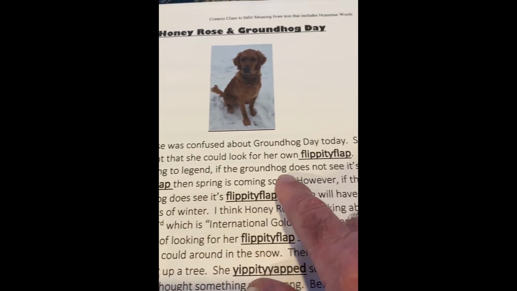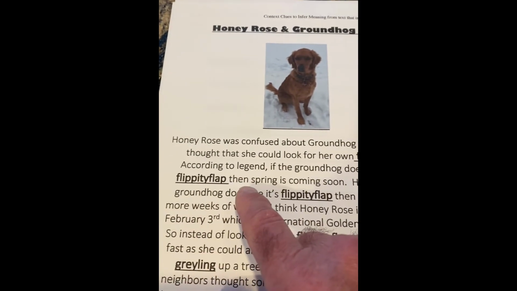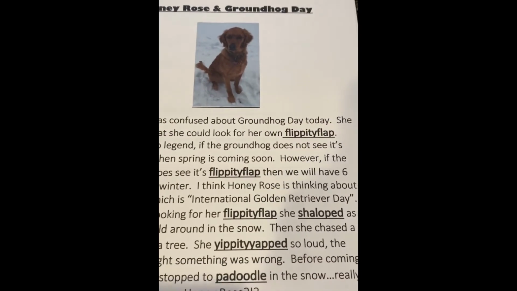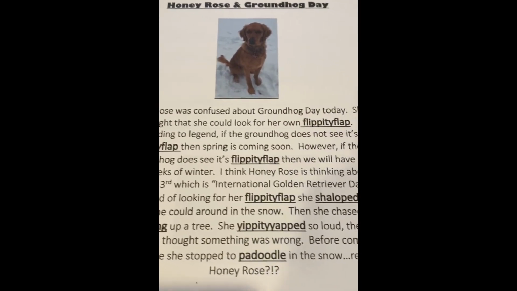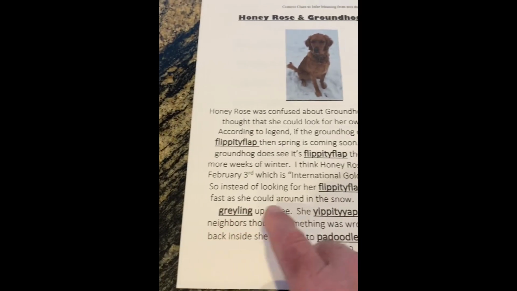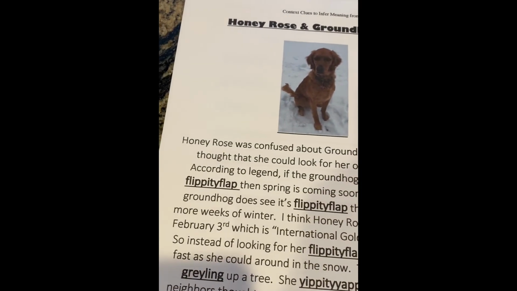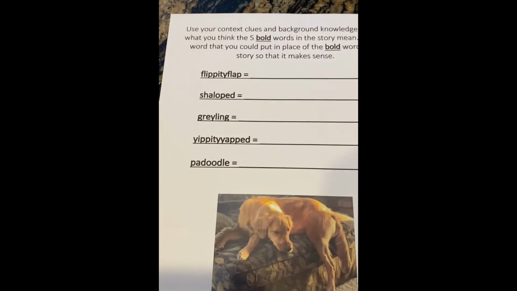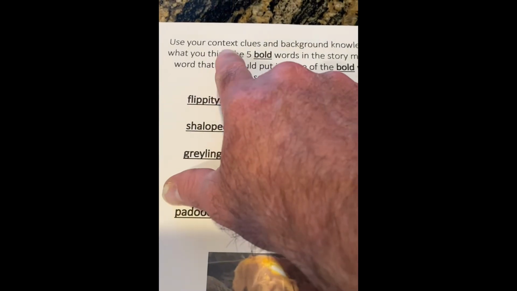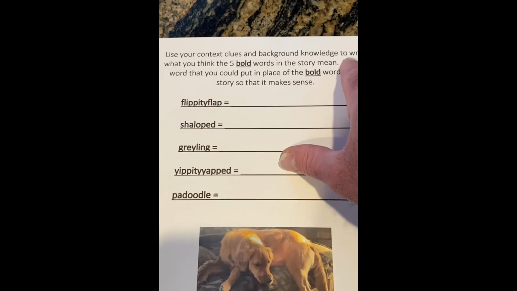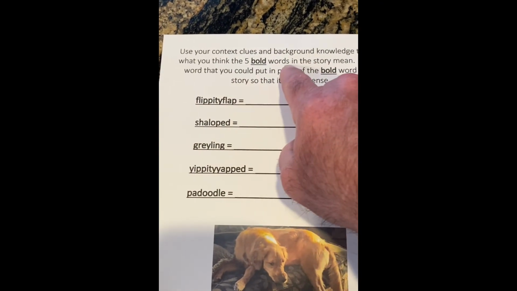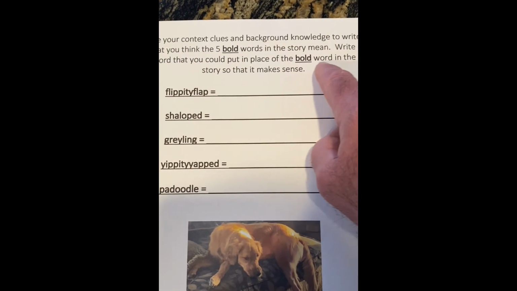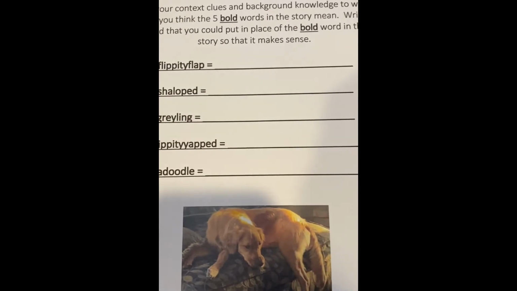It says, according to legend, if the groundhog does not see its flippity-flap, then spring is coming soon. However, if it does see its flippity-flap, they use it a lot. So flippity-flap is one of our words. Shaloped is another one. Grayling, yippity-yapped, and padoodle. You're going to find that there's a page now where you have to try to fill in some substitute words. It says to use your context clues and background knowledge to write what you think the 5 bold words in the story might mean. Write a word that you could put in place of that bold word in the story so that it makes sense.